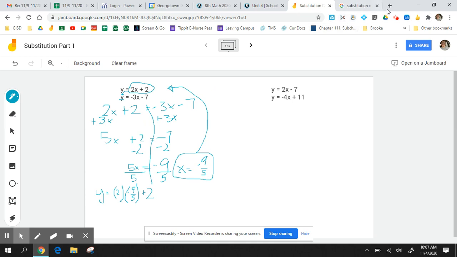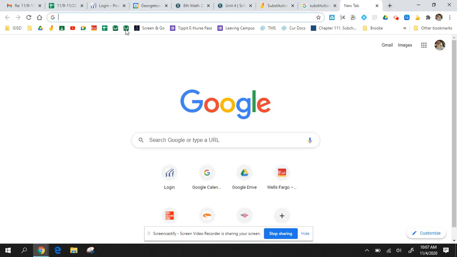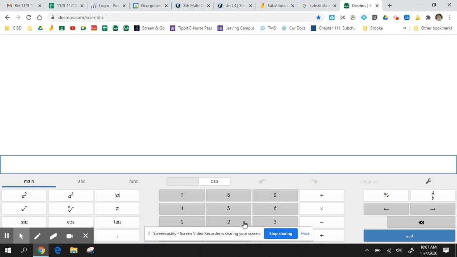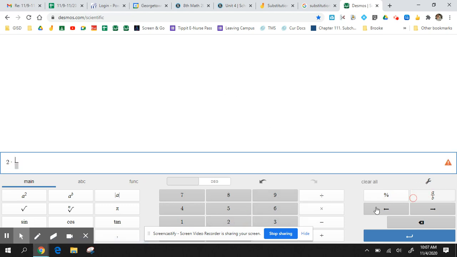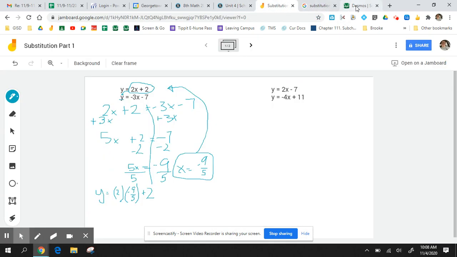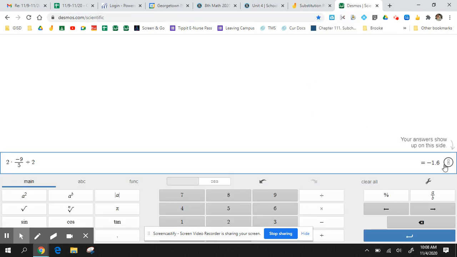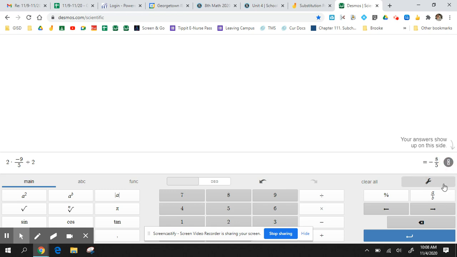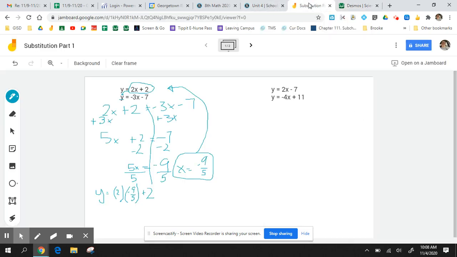So let me go to Desmos real quick here. And we have 2 times negative 9/5 plus 2, I believe is what it was. Let me go back and check. Yep, plus 2 at the end. So it does all the work for you. You can leave it as negative 1.6. You could also leave it as negative 8/5. Either works. I'm going to leave it as a fraction since my x is already a fraction. So negative 8/5 is my y value.